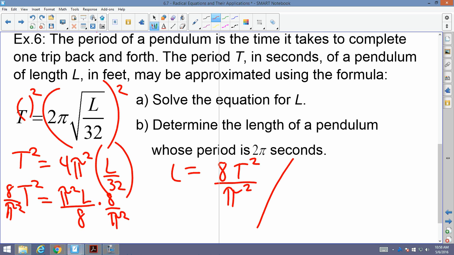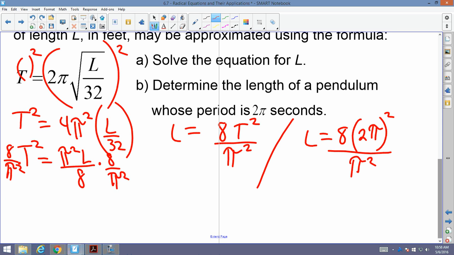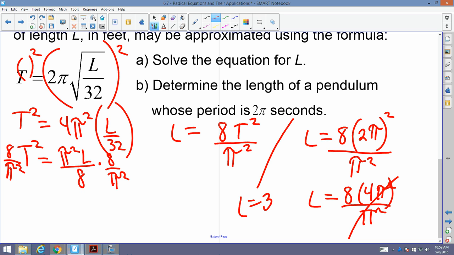Now, how do I determine the length of the pendulum whose period is 2 pi? I said the period was T, so L equals 8 times T, which is 2 pi, squared over pi squared. L equals 8 times 4 pi squared over pi squared. The pi squareds cancel. 8 times 4 is 32, and L equals 32.